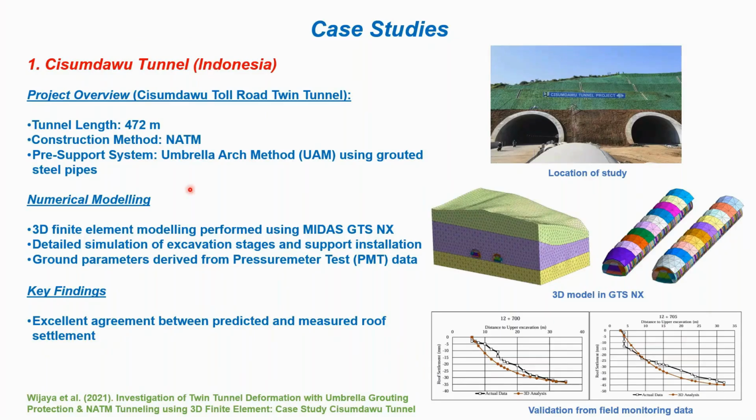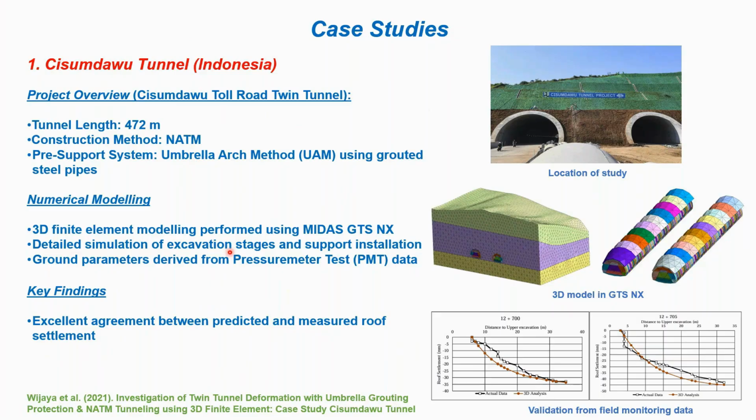And these are some details. It is basically twin tunnels, the length of the tunnel is 470 meters, and the NATM approach has been used with a pre-support system due to the weak rock mass conditions. So the umbrella arch method using grouted steel pipes has been implemented, as you can see in these model images as well. And this is the actual terrain and the twin tunnels, as you can see at the actual site.